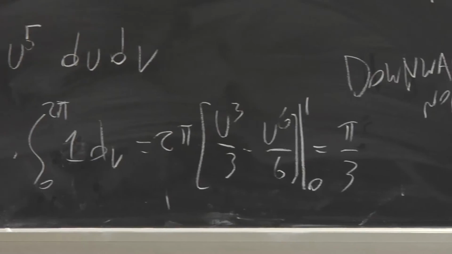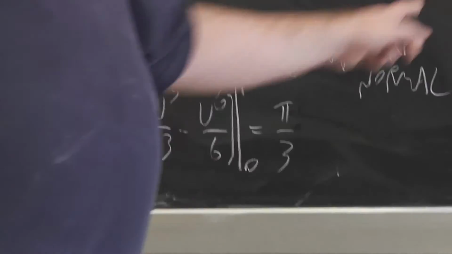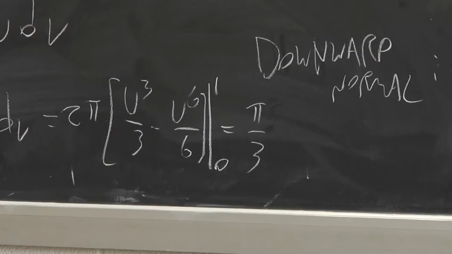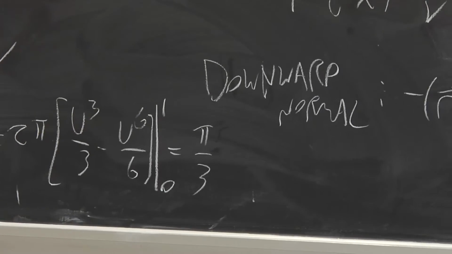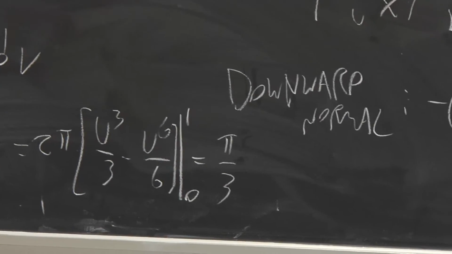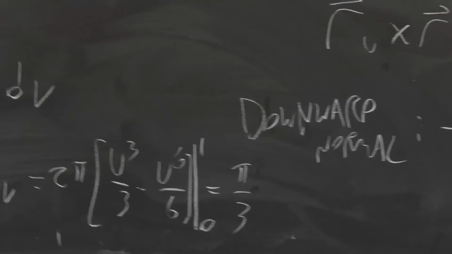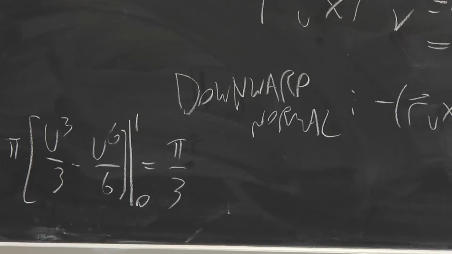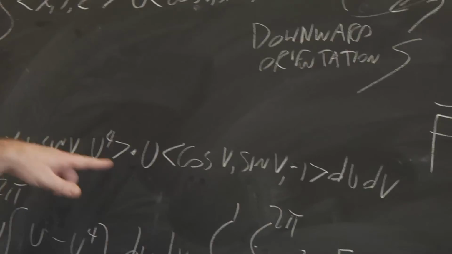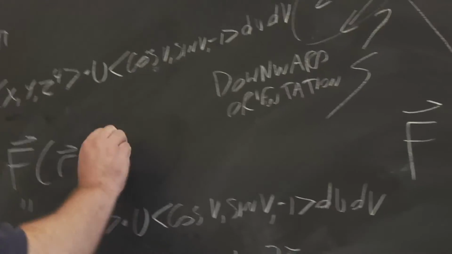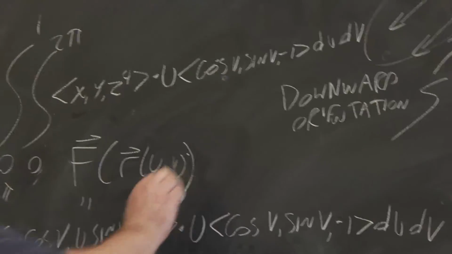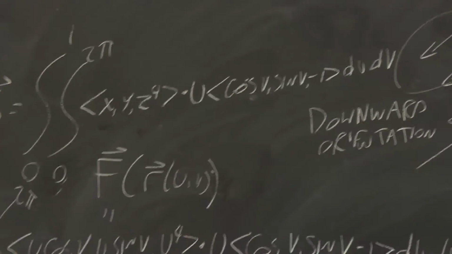Okay, so you compute your cross product. At that point is when you check: do you have the orientation that's required, upward or downward? The problem is supposed to specify what orientation you should be using. Then you put in this cross product to take the dot product with the vector field, which is F with your parameterization plugged in. So you work out the dot product, and then you are ready to integrate.